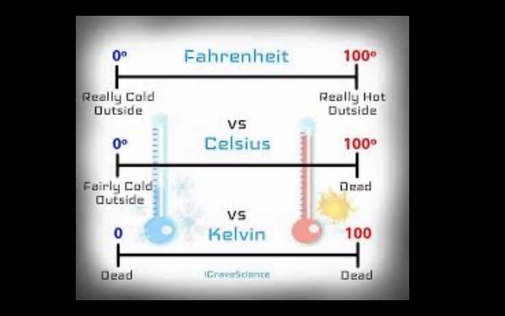This scale here gives you an idea of a comparison of those three. With what we're familiar with, Fahrenheit, if it's 0 degrees, it's really cold outside. If it's 100 degrees, it's really hot outside. In the Celsius temperature scale, if it's 0 degrees, it's fairly cold outside, but we're not going to be walking around if it's 100 degrees Celsius, for our body temperature at least. And then Kelvin, 0 Kelvin, we could not tolerate. 100 Kelvin, we could not tolerate. So it's a very different temperature scale.